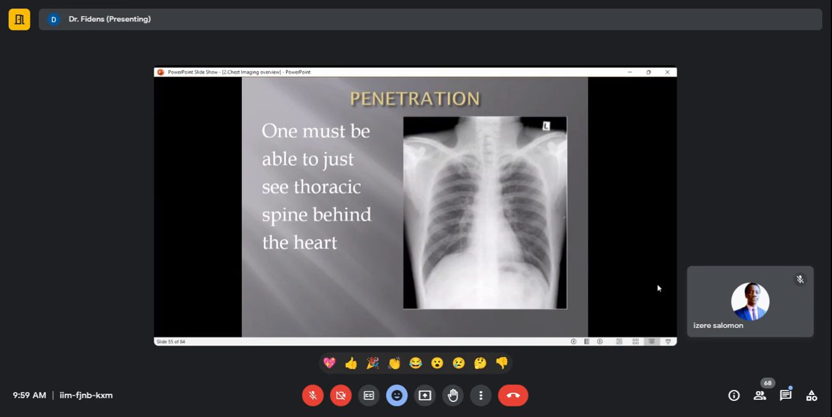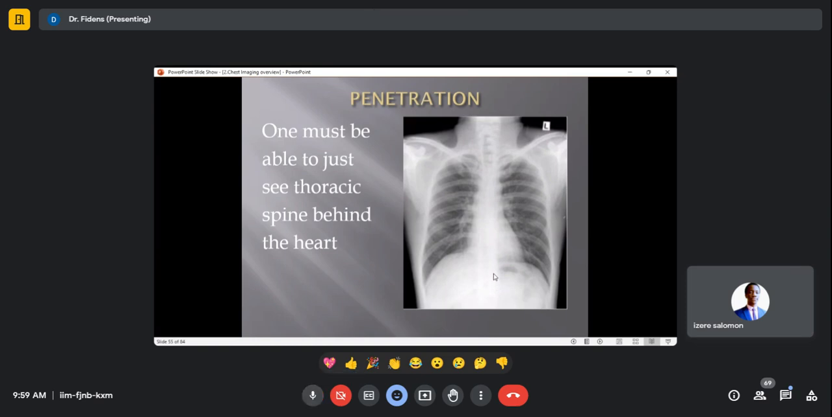Number 2 is about penetration. I'm just demonstrating the theory behind it. One must be able to just see the thoracic spine behind the heart. When you say "just seeing" in English, it means being seen faintly: you see it, but not clearly. Like now here, you can see the outline of the thoracic spine. I can see it. Can you see it?